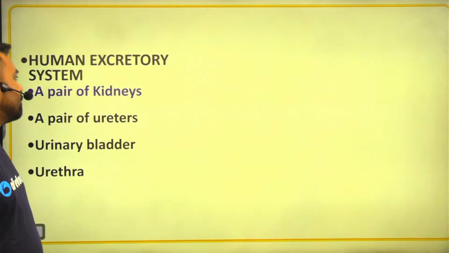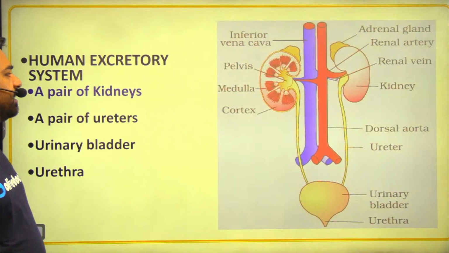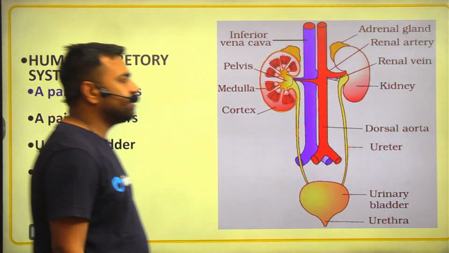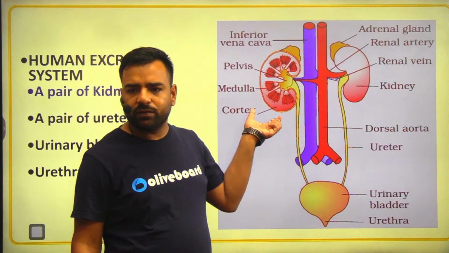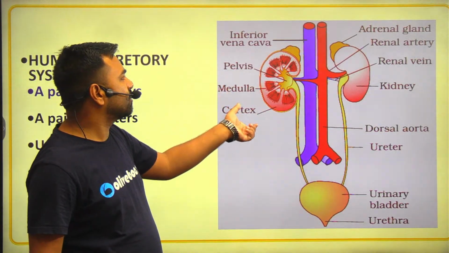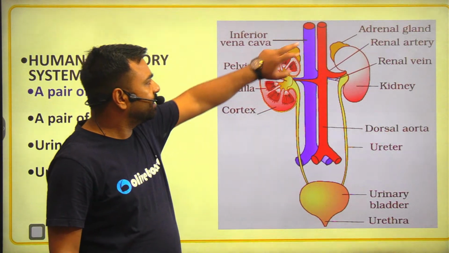Here, first of all, talking about the pair of kidneys. So these are the kidneys. This is the internal view of the kidney, in which we have the medulla, pelvis, and cortex, right? And this is the inferior vena cava.